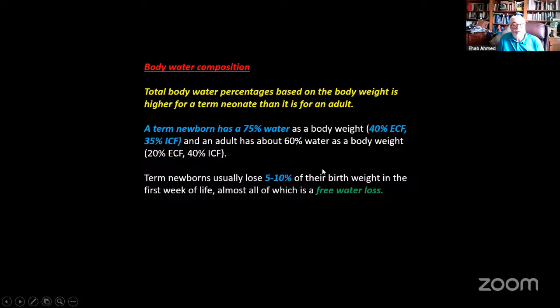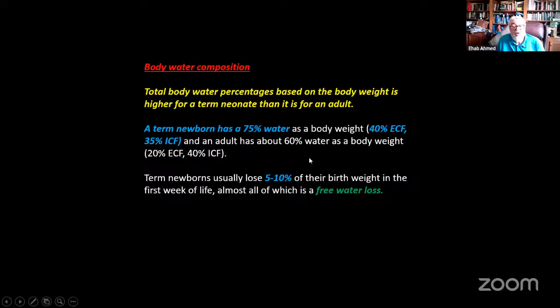So the term newborn baby has 75% of body weight as water, 40% extracellular, and 35% intracellular. And of course, if we compare this to the adult has only 60% water, 20% extracellular, 40% intracellular. So the total amount of water is higher in the newborn baby, and distribution is different.